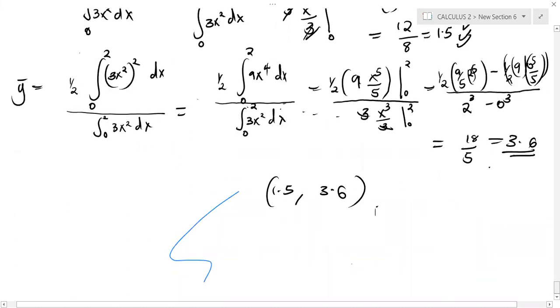Let's take up another example of how to evaluate the centroid. So example number 2, let's say you're told to determine the coordinates of the centroid for the area lying between the curves.